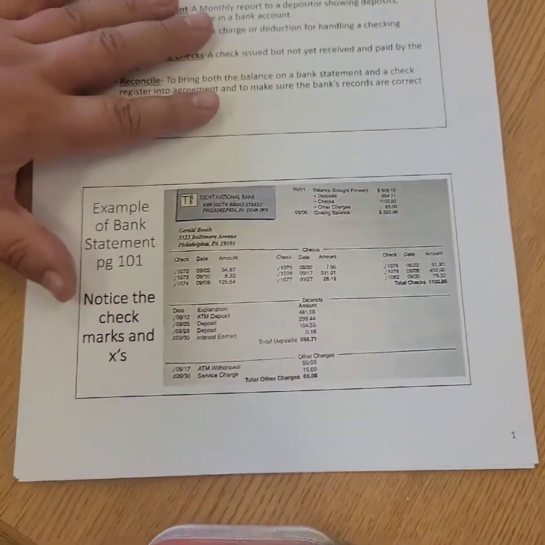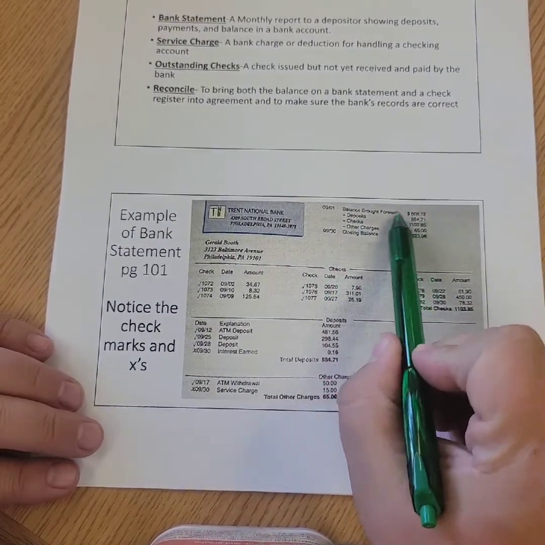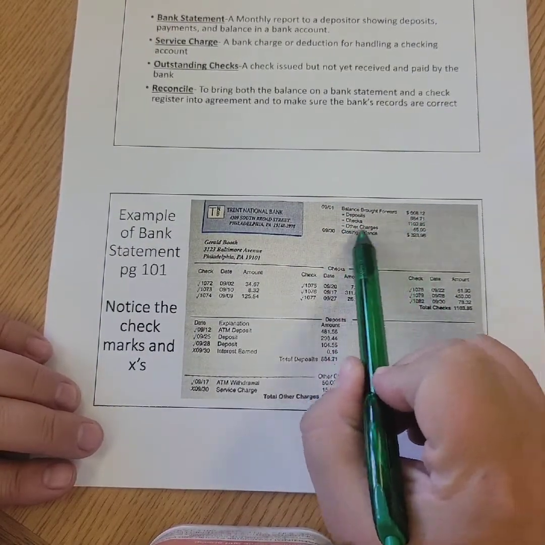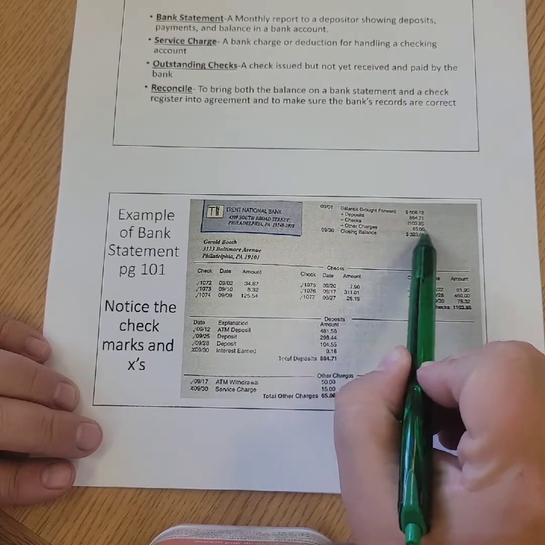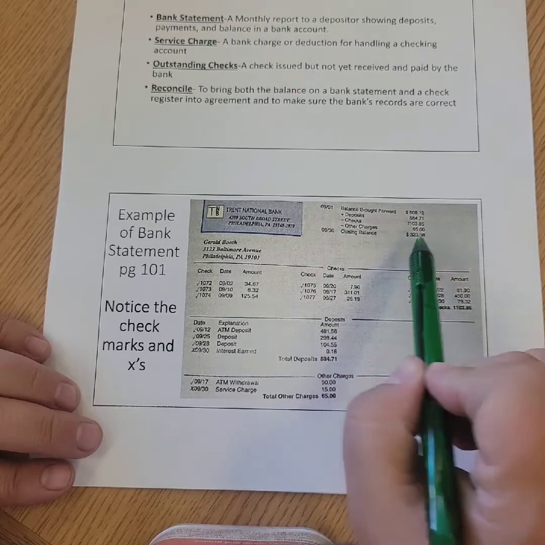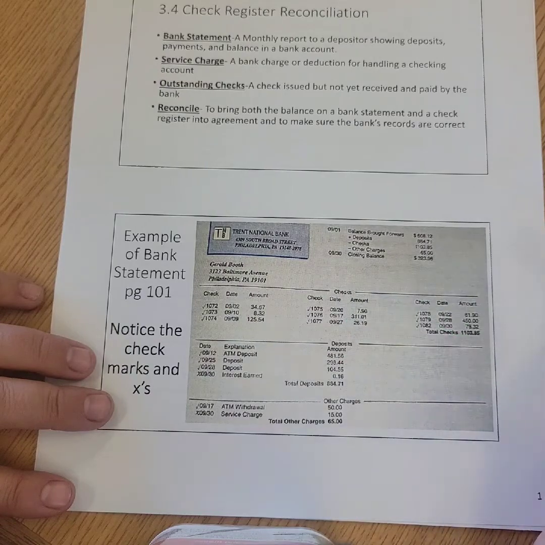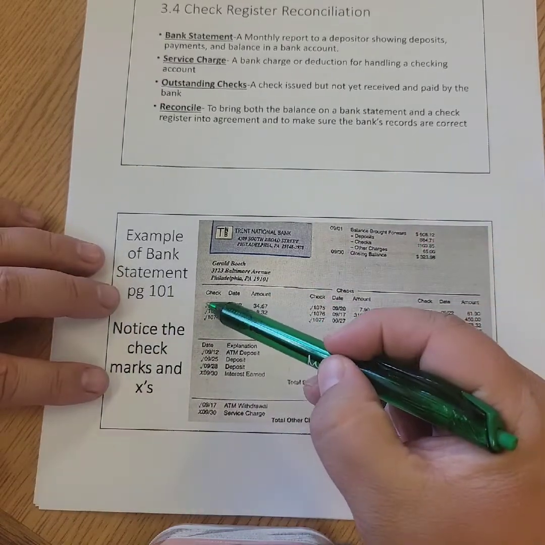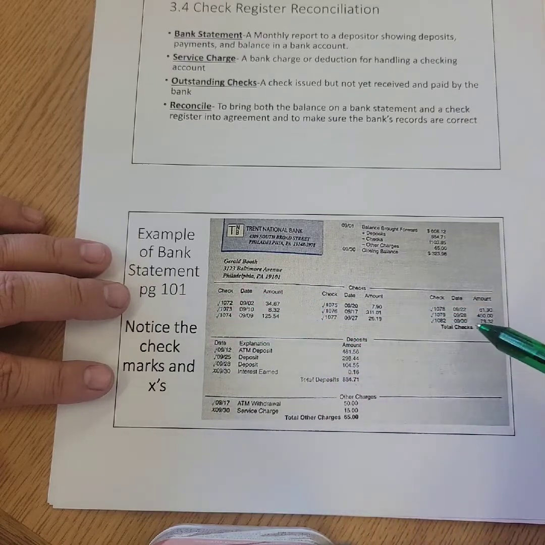So if you look here, here's an example of a bank statement. We have a balance from the previous month, deposits, checks, other charges, and then what they say at the very end that you should have. Okay? So then if you look here, it looks like the person was reconciling. These check marks simply mean that these match what they have in their check register.